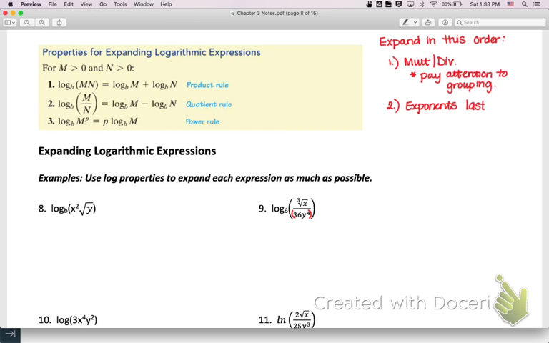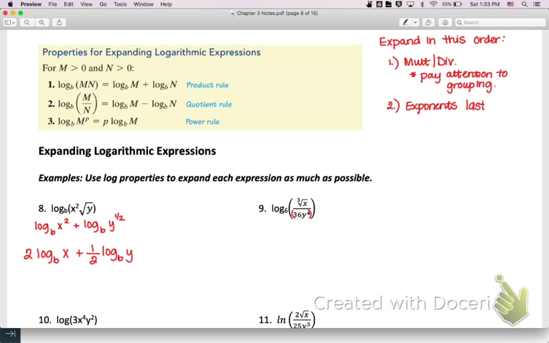So if we look at number 8, inside this log, the first thing I see is that I've got multiplication. And so I'm going to expand that multiplication first. So I have the log base b of x squared plus the log base b of the square root of y. I'm going to rewrite this using exponents. That's always what we want to do. And there's no other multiplication or division here, so the last thing I do is bring my exponents out to the front. 2 log base b of x plus 1/2 log base b of y. Now that is our expanded form.